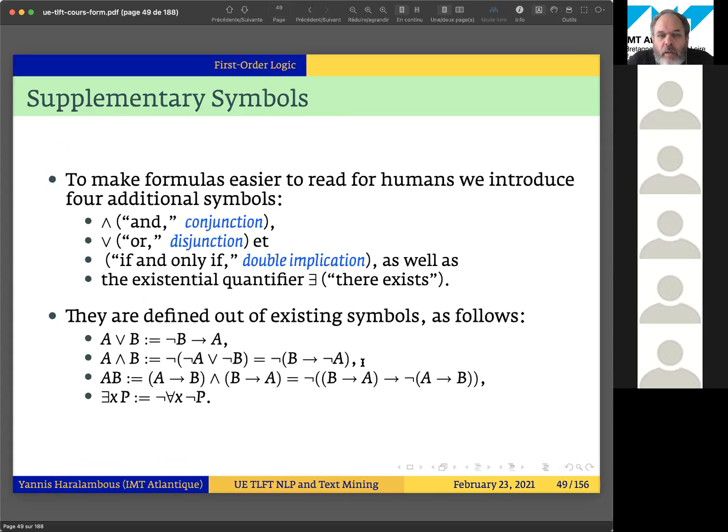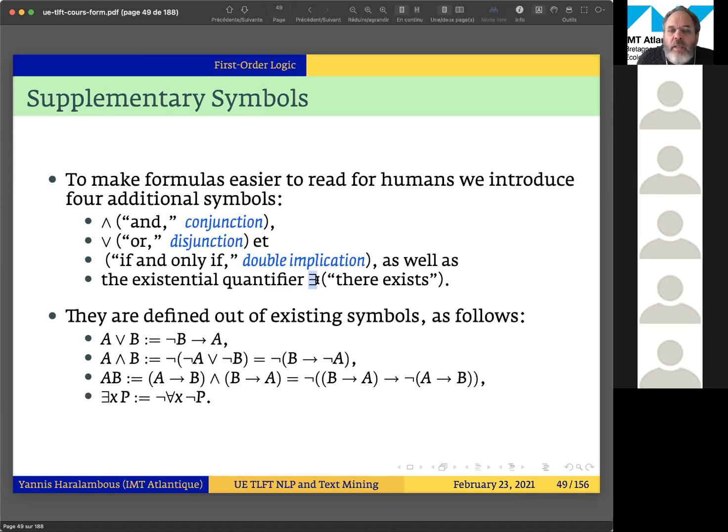The symbols I gave you are necessary for writing first order logic formulas. Now we can add new symbols to make formulas more easily understandable by humans. So here I have and, or, here is missing the symbol of double implication, sorry.